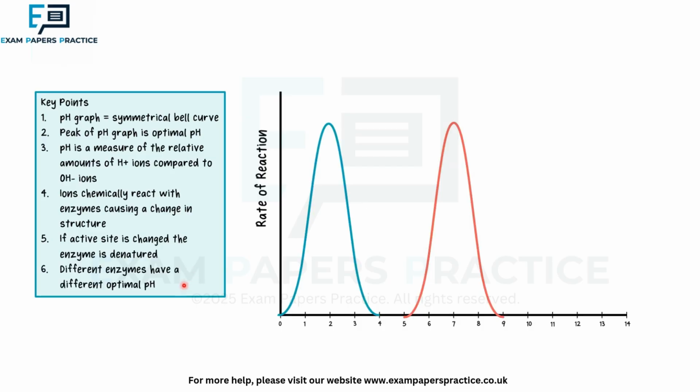For instance, digestive enzymes like this one in blue are found in the stomach and are evolved for optimal function in very acidic or low pH environments. Here we see the optimal pH is 2, while digestive enzymes like this one in orange found in the small intestine are evolved to function optimally in a higher or more neutral pH of 7.